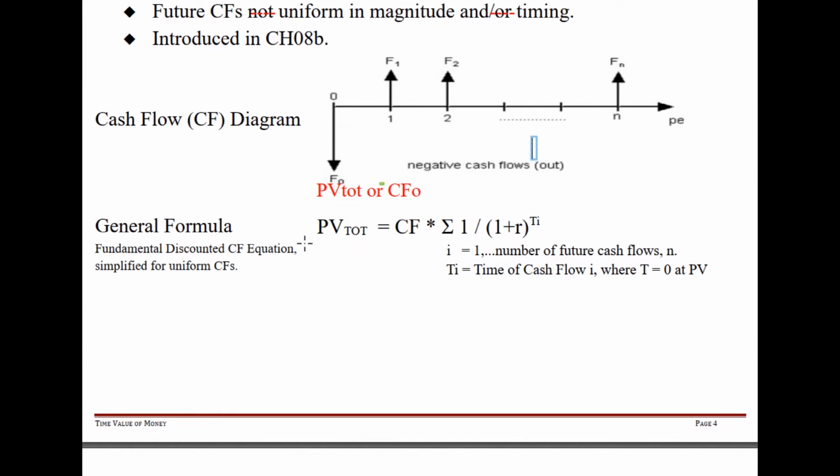The first one was our general formula, which was actually just a simplified version of our fundamental discounted cash flow equation.